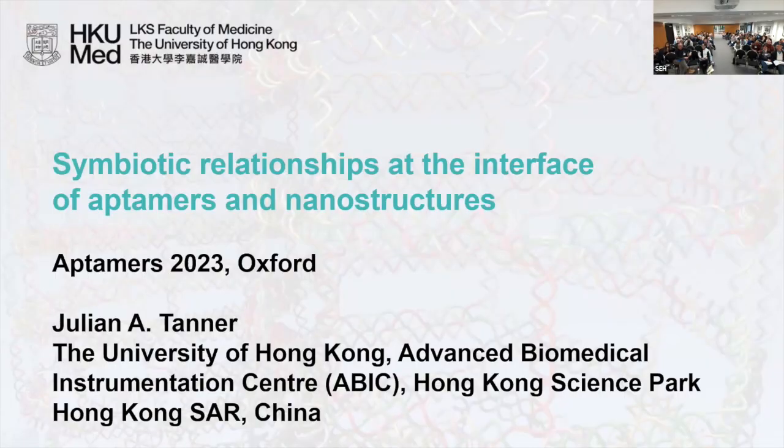Already, so I'll try to be brief. And I'm going to be talking a little bit around the interface and the relationships between aptamers and nanostructures. And during the COVID years, this is a lot of the direction of our lab at the University of Hong Kong, in terms of some of the things we've been working on and moving a little bit more towards.